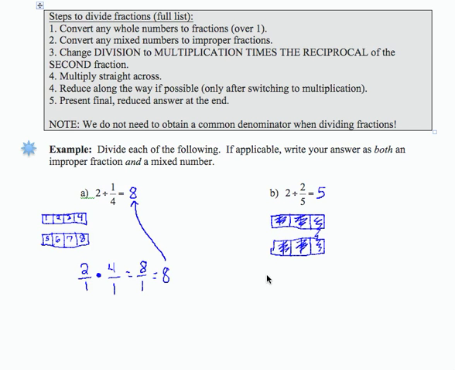So let's see how that works with the actual rules. So 2 is 2 over 1. I'm going to change my division to multiplication. The reciprocal of 2/5 is 5/2. Now I have a common factor of 2 that can be removed, leaving me with 5 over 1 equals 5. So again, those results are the same. So try to remember this kind of intuitive approach, and that approach is the reason behind the rules that we use for fraction division.